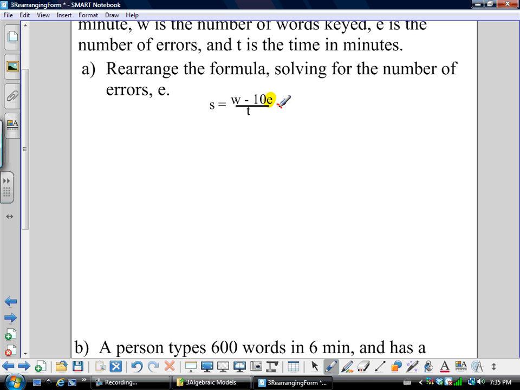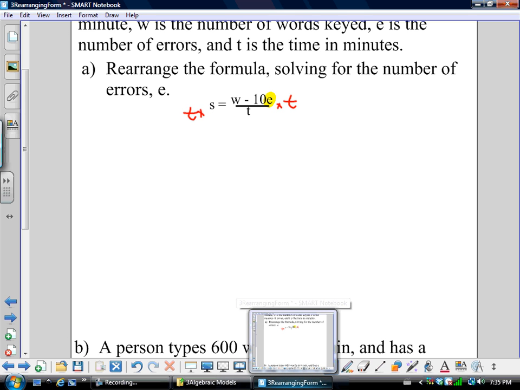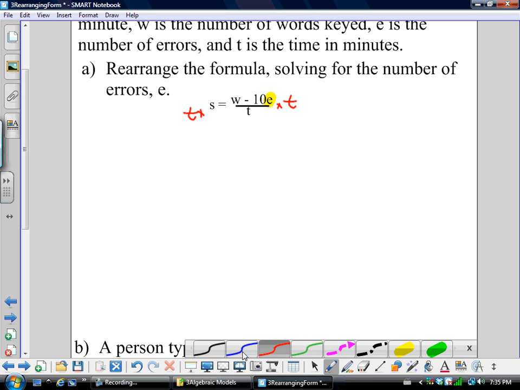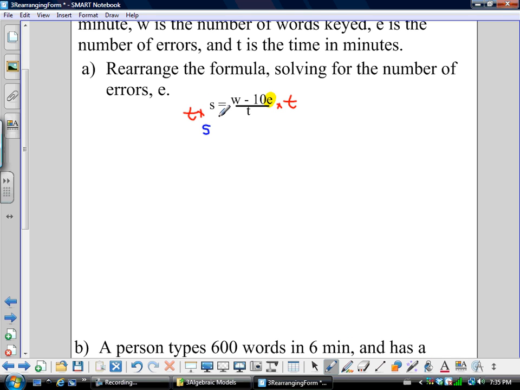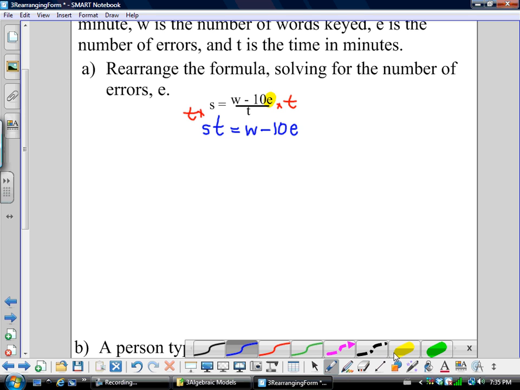So we would multiply this side by T, and we would multiply this side by T. And when we do that, we end up with ST equals W minus 10E. Now again, remember what we're after. We're after having that E by itself.